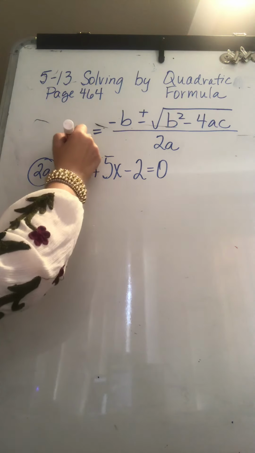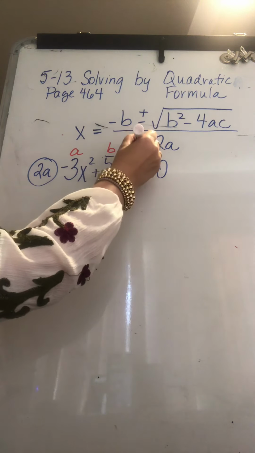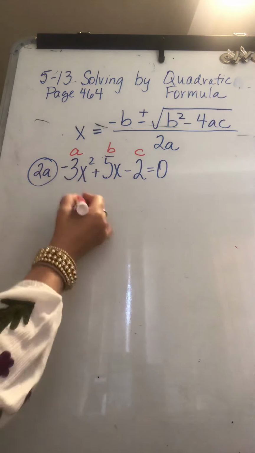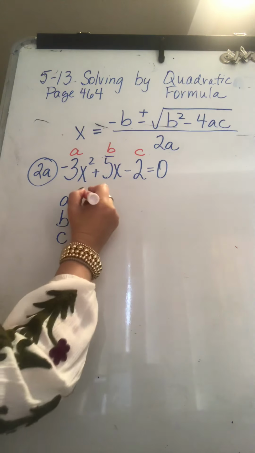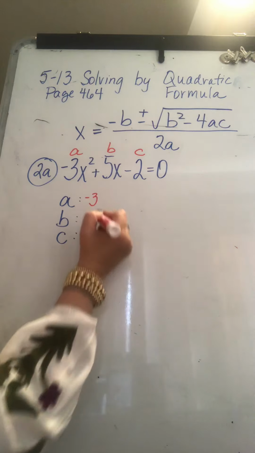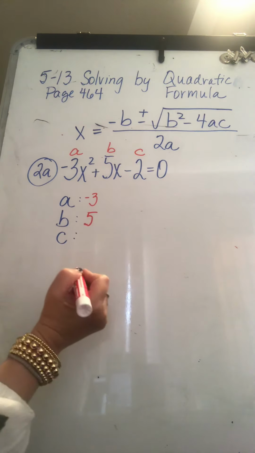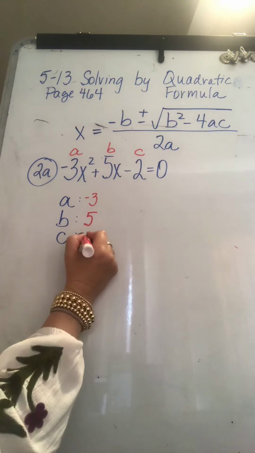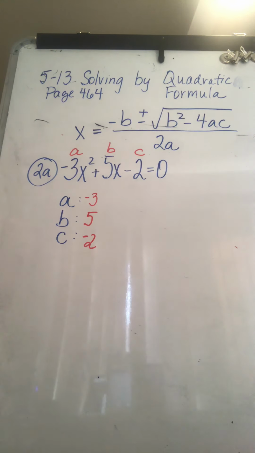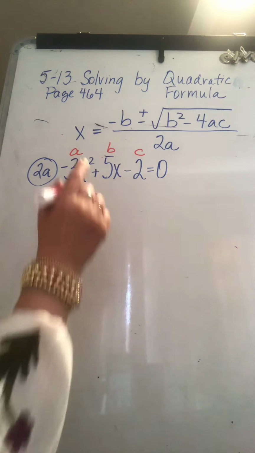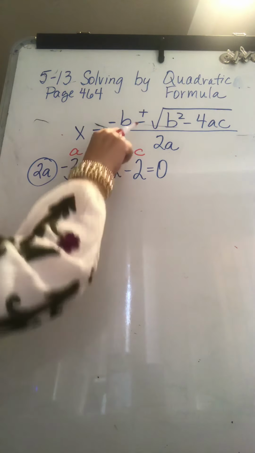This is A, this is B, and this is C. And you're always going to take the sign in front. So I have negative 3, I have 5, and I have negative 2. Okay, so now we're going to plug this in.